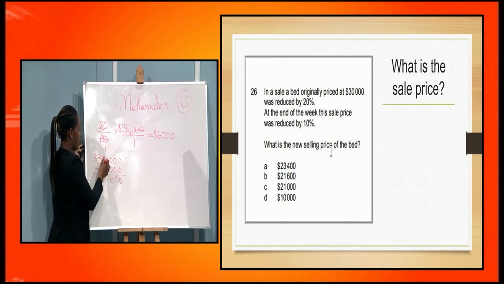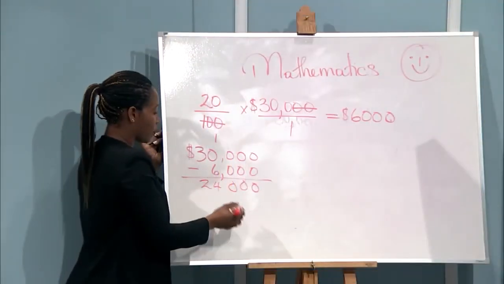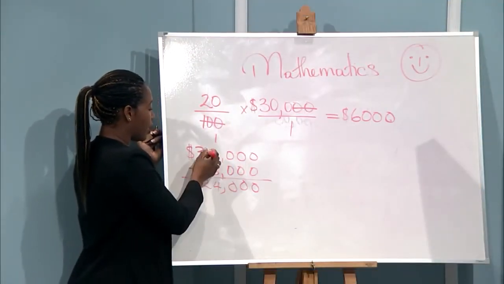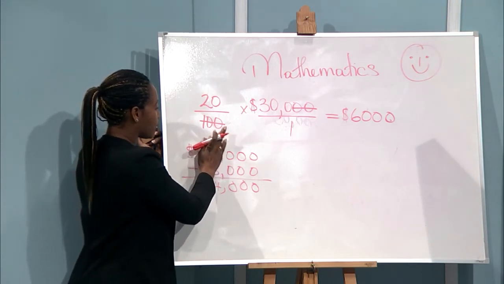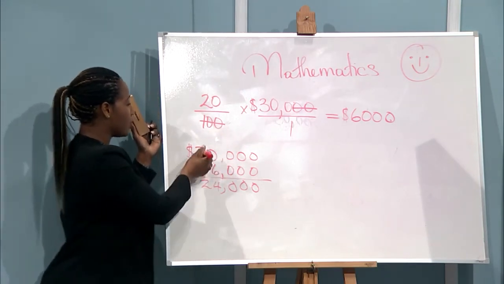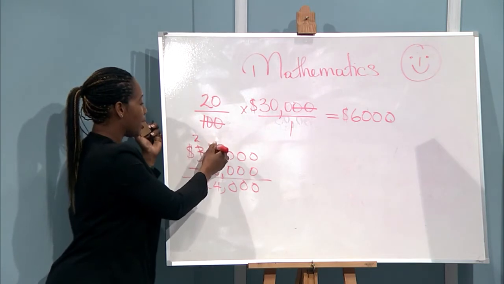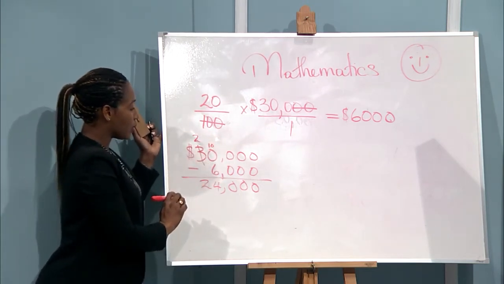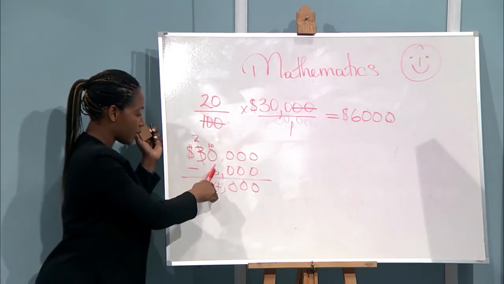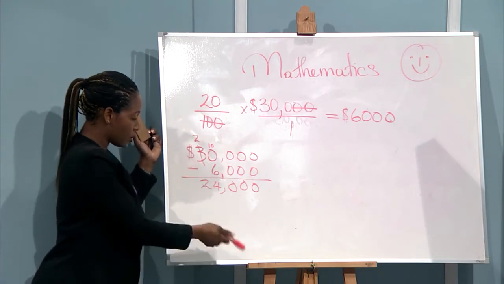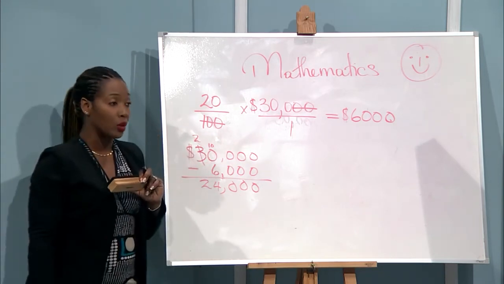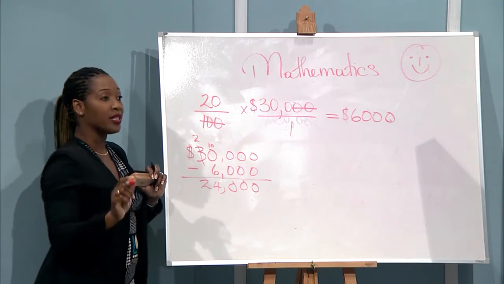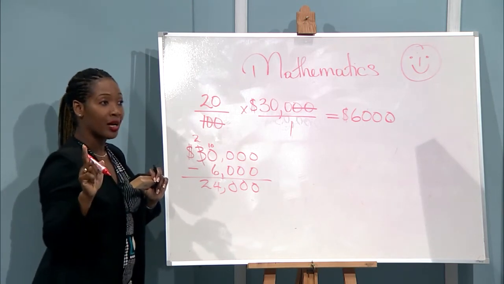So 30 take away 6 gives me 24. Now, if I went a little bit too far, let me just erase that. 0 take away 6, you can't. So, of course, you're going to regroup, and you're going to have your one group of 10 there. 10 take away 6 is 4, 2 is brought down, and you get 24. All right, so we have 24,000. That's the first reduction that was made.